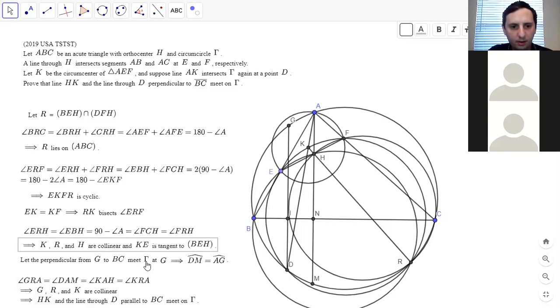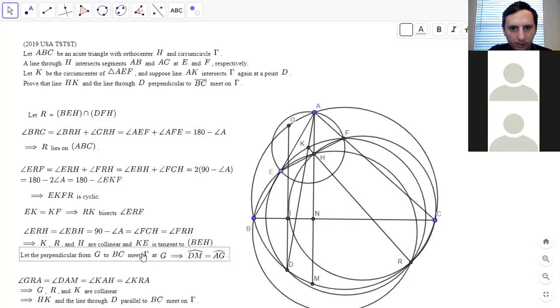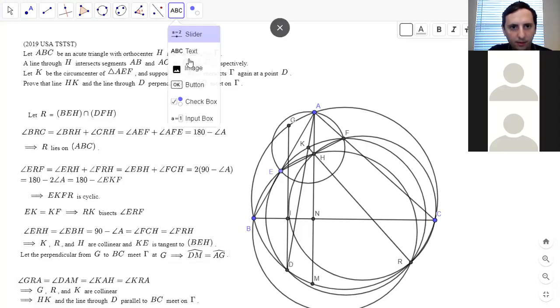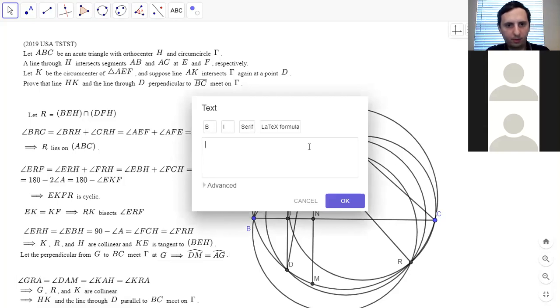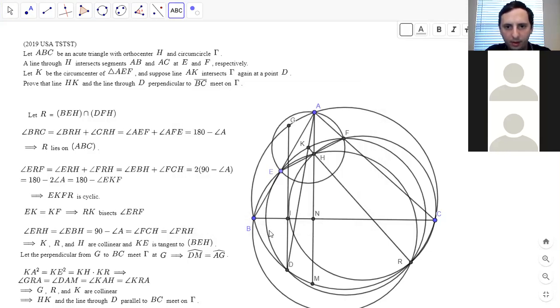And then, okay, so since KE is tangent to BEH, then we can say, okay, KA squared is equal to KE squared is equal to KH times KR. Means that KAH is similar to KRA.